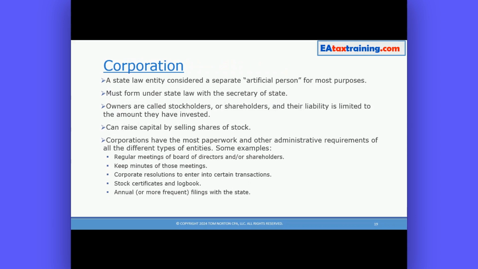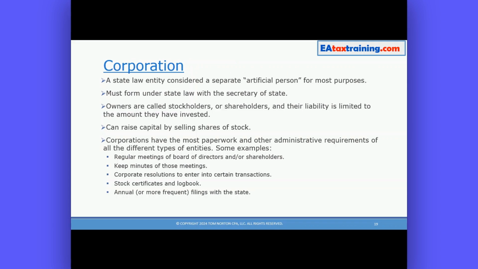Now let's talk about corporations. Again, a corporation is a state law entity that is considered a separate artificial person for most purposes under the law. It must be formed under state law with the Secretary of State. The owners are called stockholders or shareholders, and their liability is limited to the amount that they have invested.